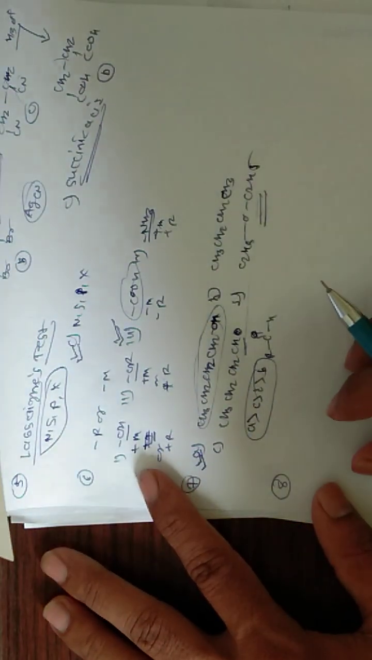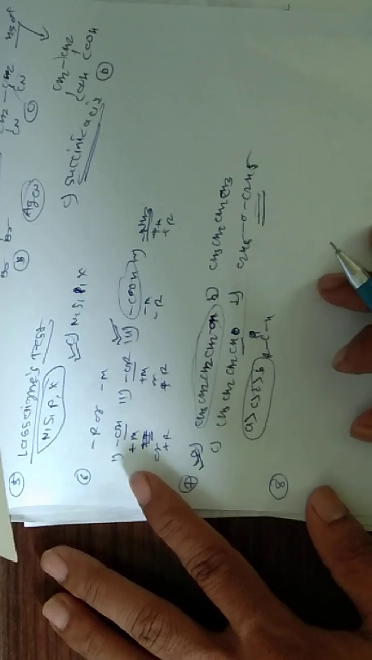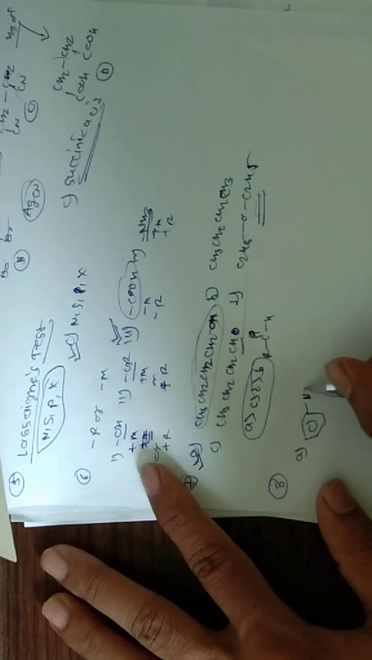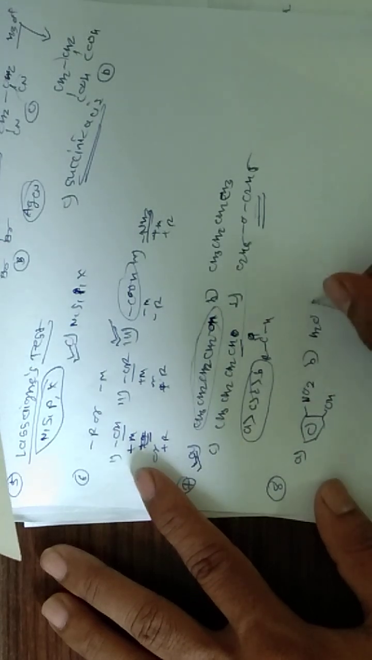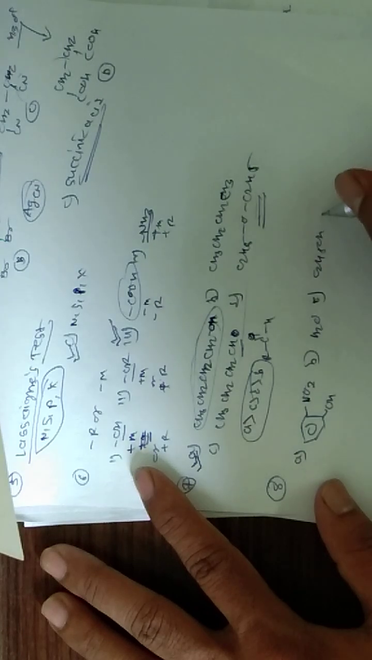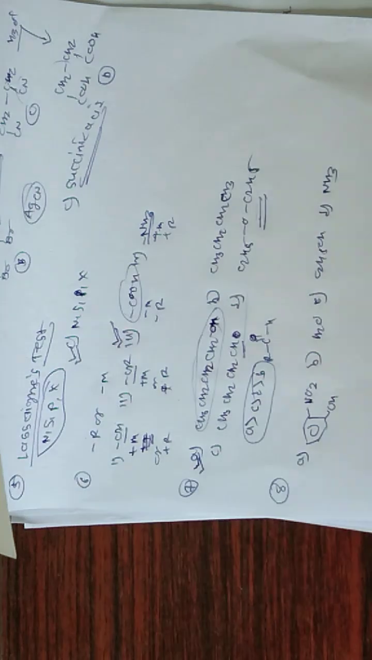Select the compound from the following that will show intramolecular hydrogen bonding. So here four options were given. First one is orthonitrophenol. Second one is water. Third one is ethanol. And the last one is NH3. Which one will show intramolecular hydrogen bonding?